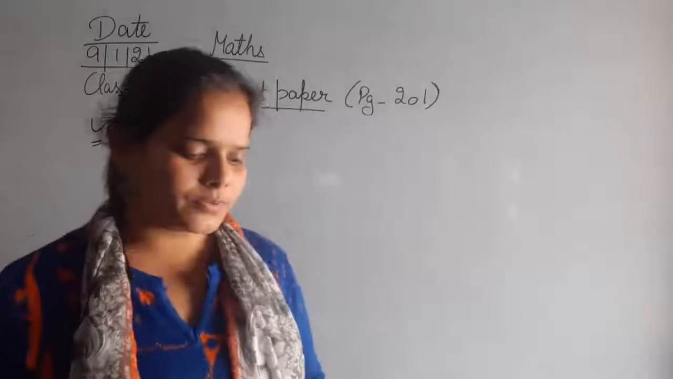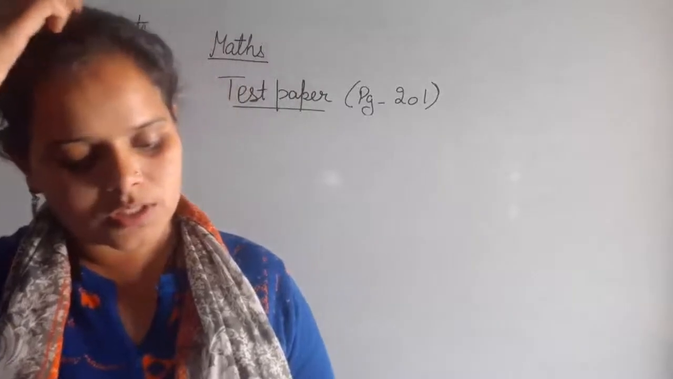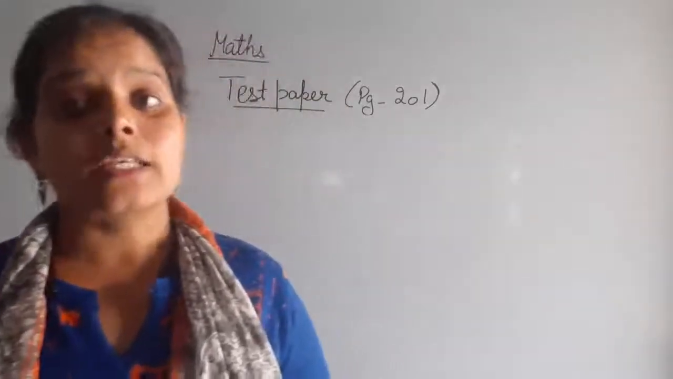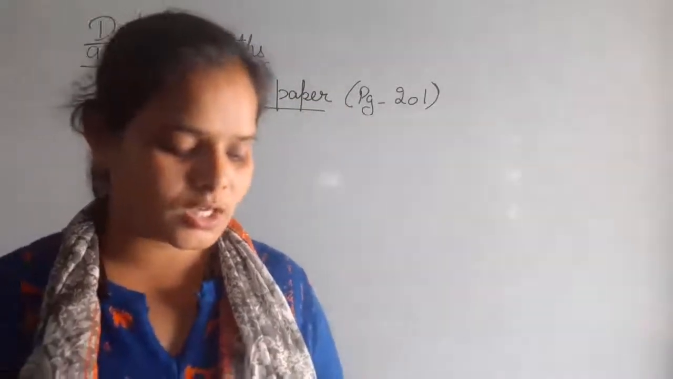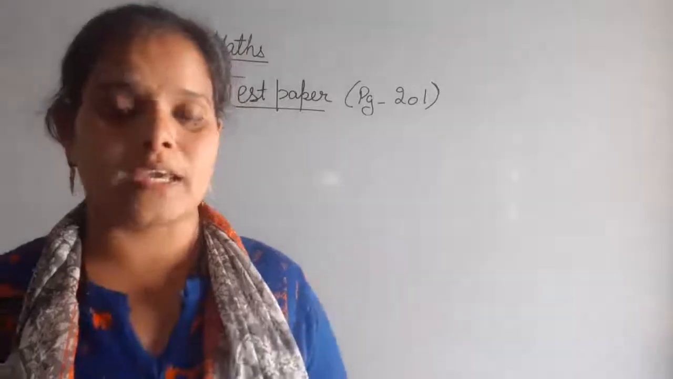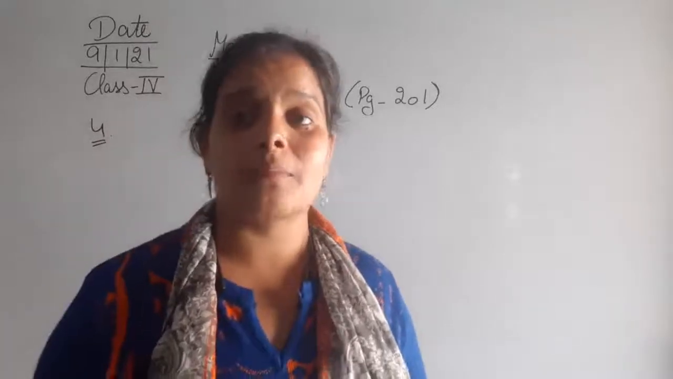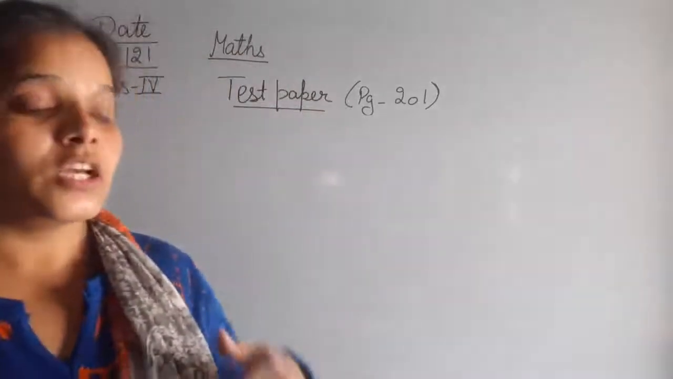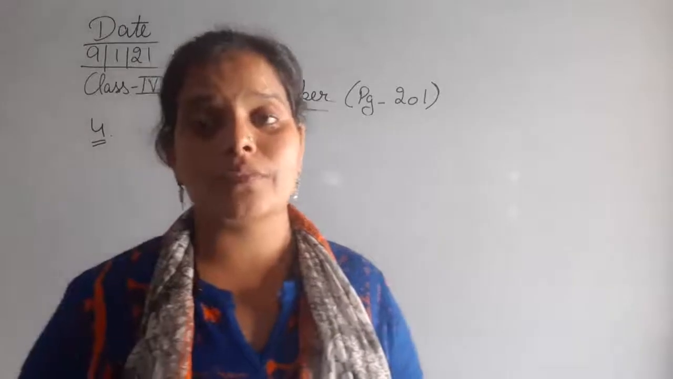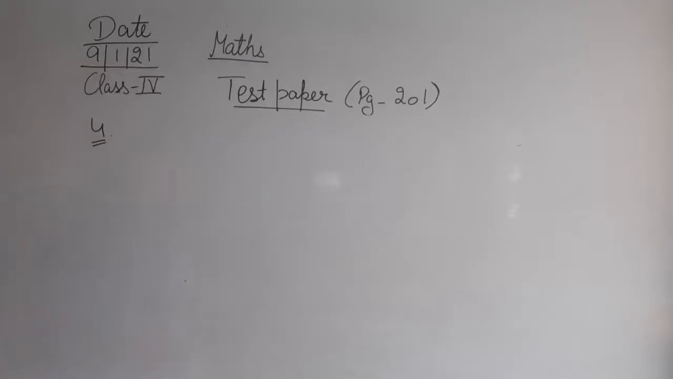The question number 4 is, what was the time 4 hours 15 minutes before, if it is now 6 p.m.? Suppose the time right now is 6 p.m., that is, evening 6 o'clock. What was the time 4 hours 15 minutes before 6 PM? That is, what was the time 4 hours 15 minutes before 6 in the evening? So this we have to find.